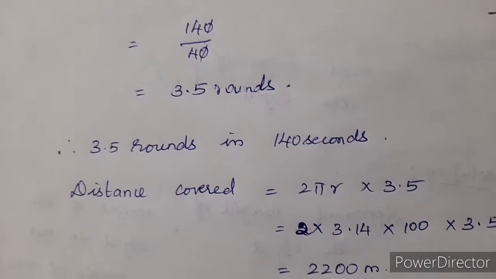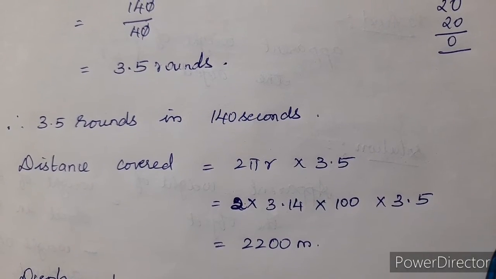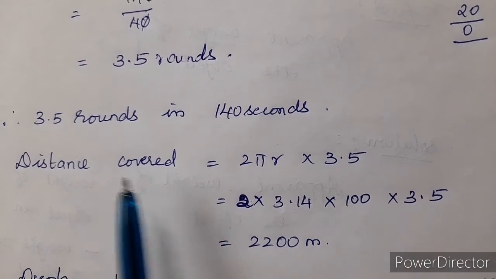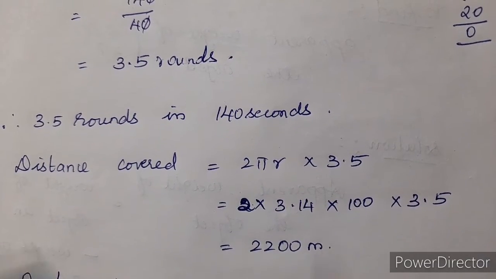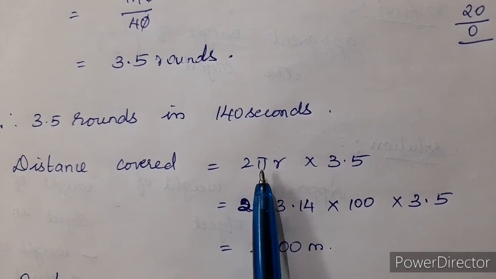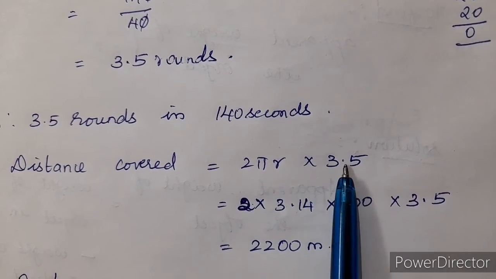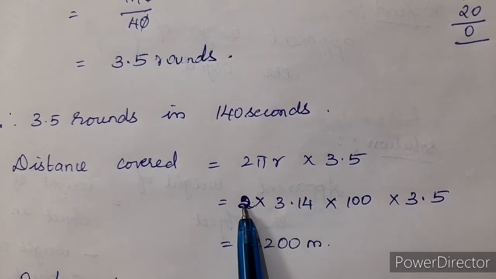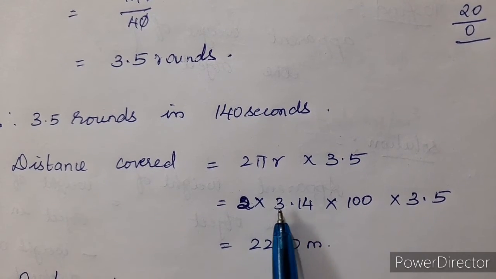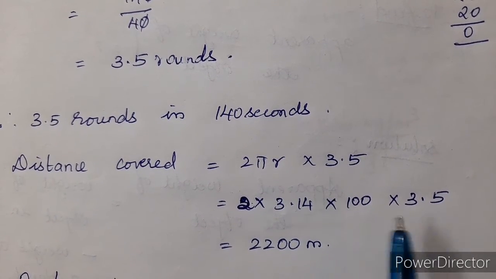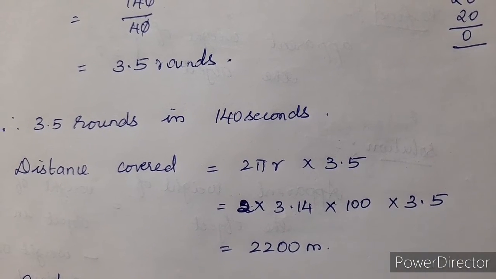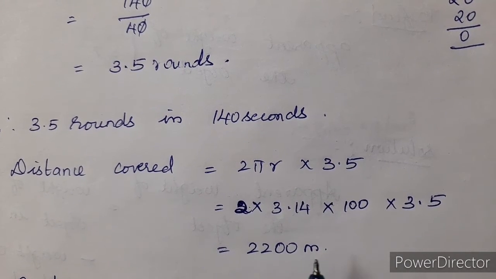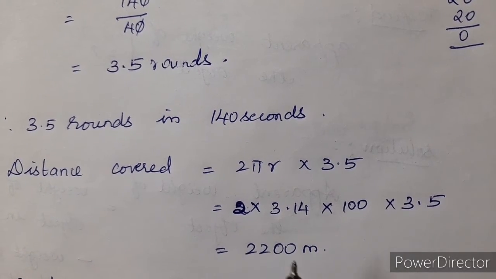Right? Now what is the distance covered by him? So that should be calculated, isn't it? Because we are here to find out the distance and the displacement. So distance covered is equal to, since it is a circular track, the circumference should be taken, isn't it? So 2 pi r into 3.5, because he goes 3.5 rounds. So that should be multiplied. So here, instead of pi, I am substituting the value 3.14, into the radius r, into the rounds 3.5. So when I calculate this value, it will become 2200 meters. So this is about the distance.